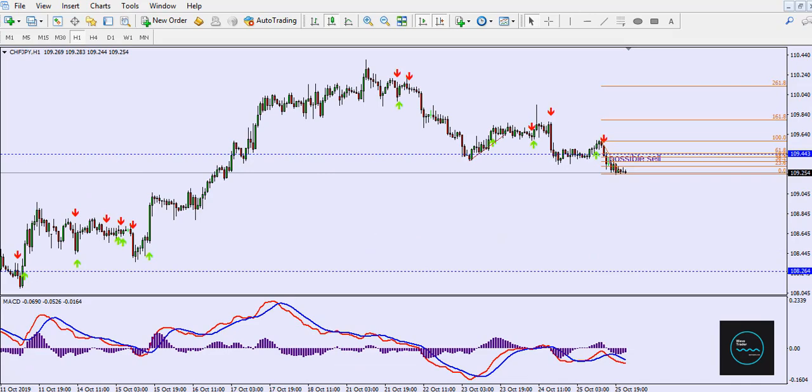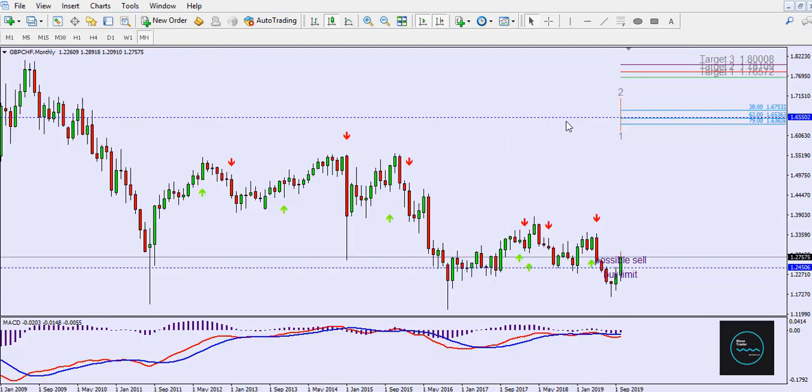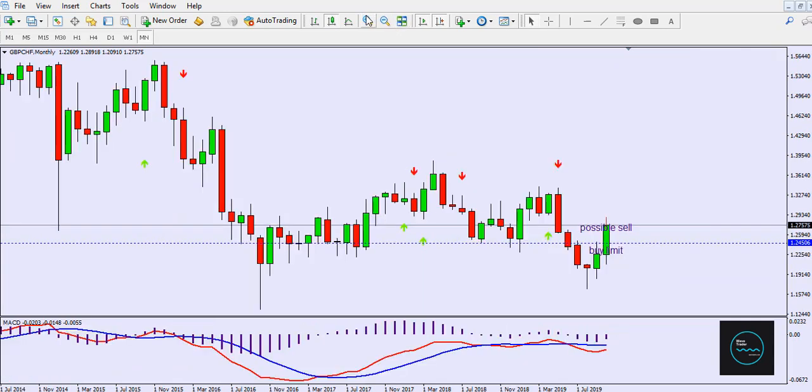Okay, so let's go to the next one, which is the British pound, Swiss franc, the GBP CHF currency pair. Now going to the monthly chart, what do we see? Okay, on the monthly chart you can see that this massive push up was presaged by this hammer here.